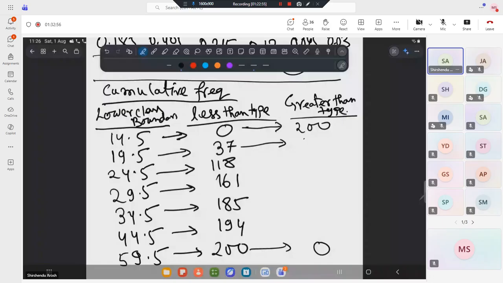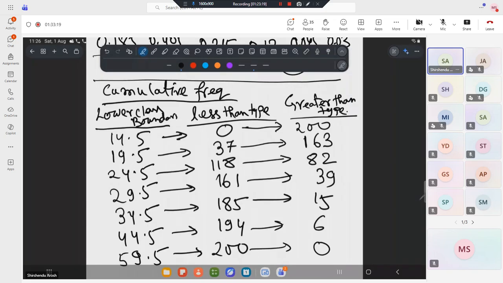Similarly, if you keep on using the frequencies, the highest frequency minus the first frequency, the highest frequency minus the first frequency minus the second frequency, like this, if you keep on going, you will find the more than type: 52, 39, 15, and 6. So this is the cumulative frequency in the greater than type. Please remember either of these.